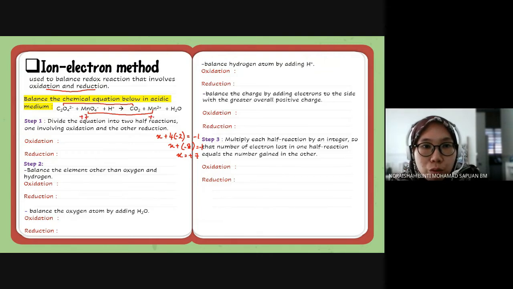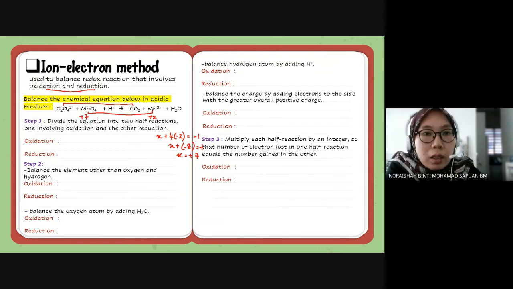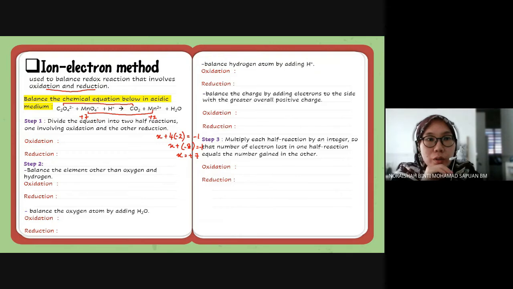Okay, reduce to positif 2. So kat sini apa yang berlaku, MnO4 minus to Mn2 plus is reduce, berlaku proses reduction. Okay, so dekat sini kita letak MnO4 minus to form Mn2 plus, and then C2O4 2 minus, and then form CO2. We can ignore H plus and H2O.